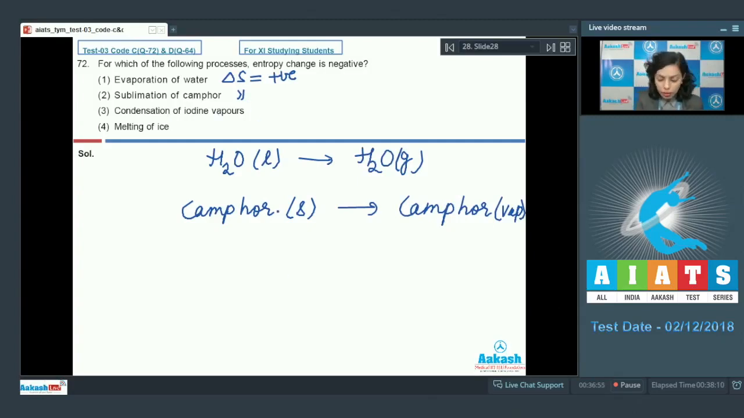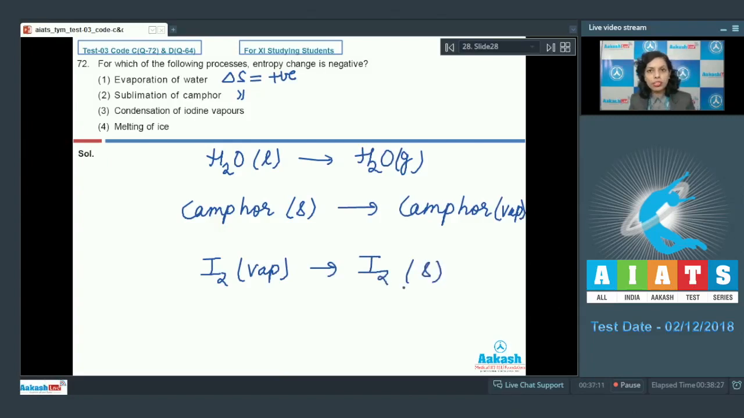Condensation of iodine vapors, it means iodine vapors are there and these get condensed to form iodine solid. What will happen in this case? More order is there, less randomness is there, and that's why entropy change for this case would be negative. And if we talk about melting of ice, it means ice is getting changed into liquid. There also entropy is increasing. But in case of condensation of iodine vapor, delta S value is negative. So the answer you can easily choose for this question is option 3.